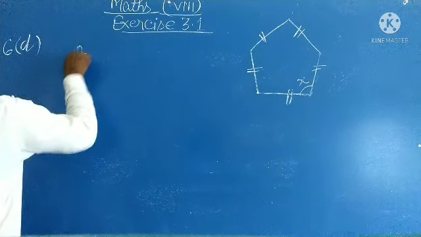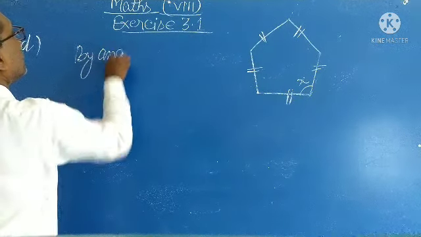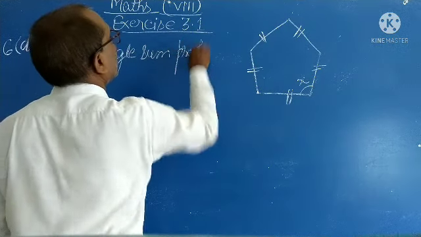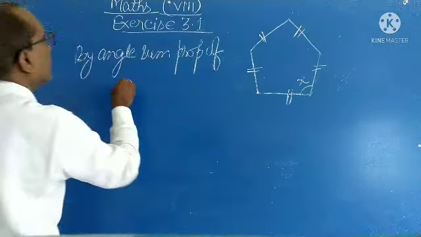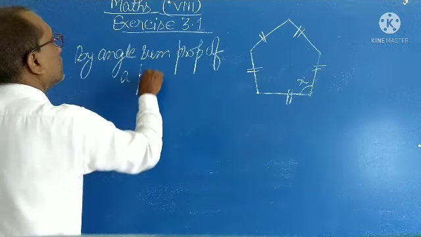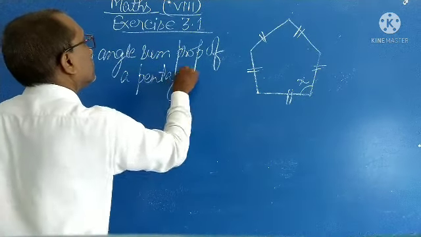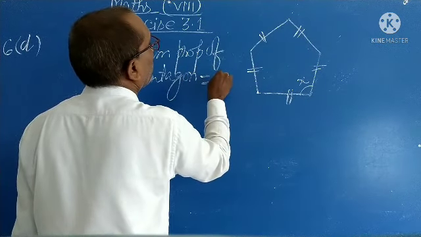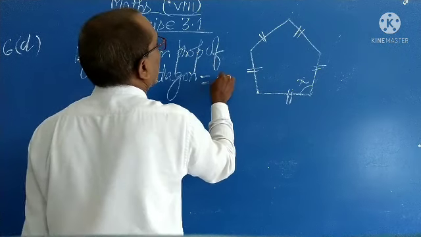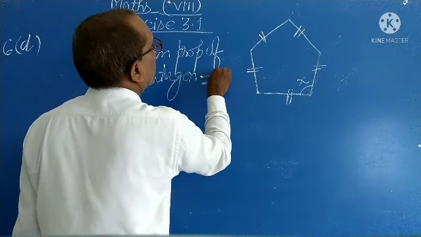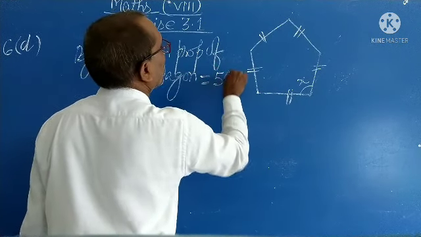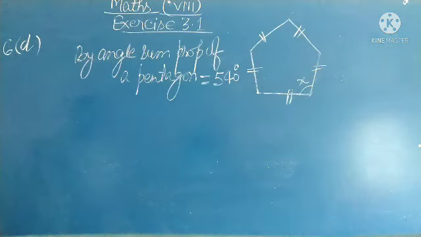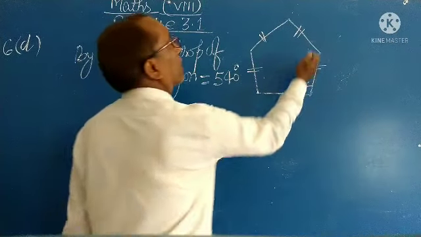by angle sum property of a pentagon is equal to 540 degrees. All angles are x.